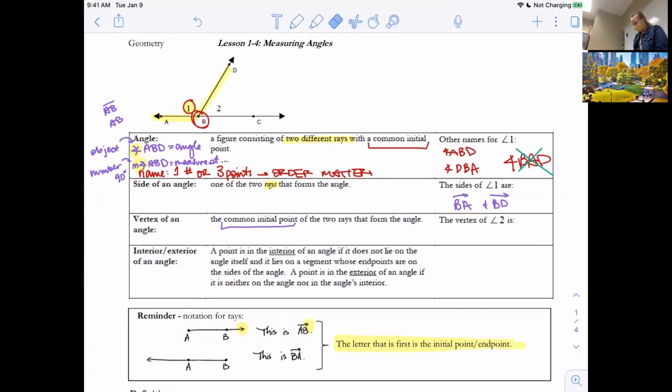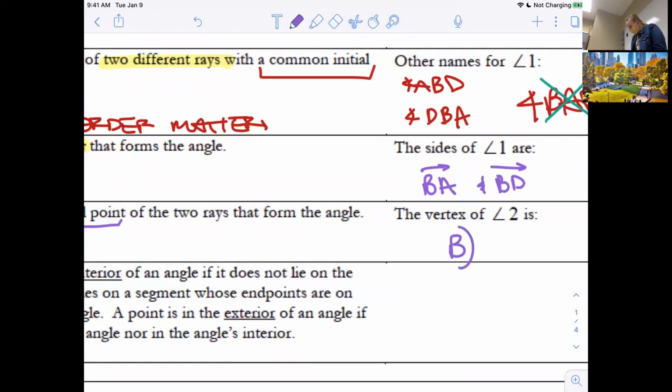Awesome. What's the vertex of angle 2? It's kind of where the angle is formed. If this is an angle, the angle's actually right here. So this point right here is what the vertex is. Remember, the vertex has to be in the middle when we name it.